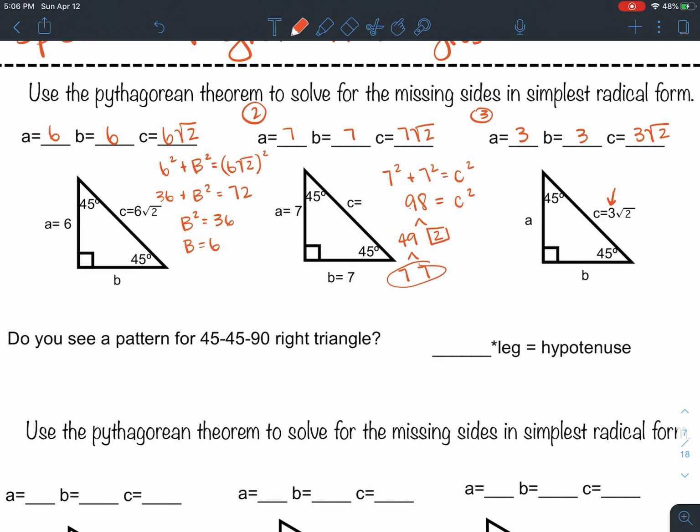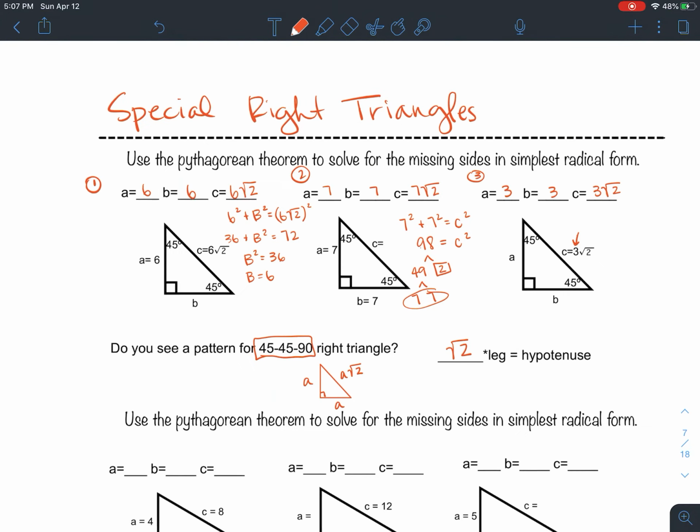Now, in our pattern for our 45, 45, 90, it is the square root of 2 times the leg is equal to the hypotenuse. So I'm going to draw this down here. We're going to have, I like to use A's, A, A, and A root 2. This is our pattern for our 45, 45, 90 right triangles.